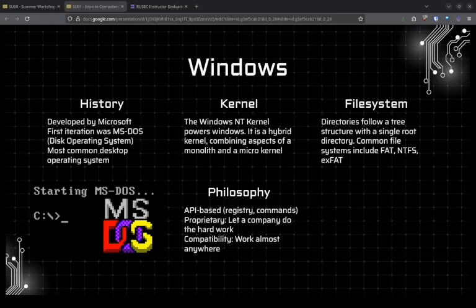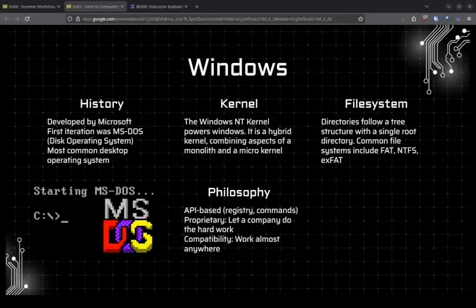The Windows kernel is not the Linux kernel, obviously. It's the Windows NT kernel, and that's what powers Windows. The NT kernel is a hybrid kernel, which combines aspects of a monolithic kernel, like Linux, and a microkernel, which segments pretty much everything. The hybrid kernel attempts to combine the best of both worlds.